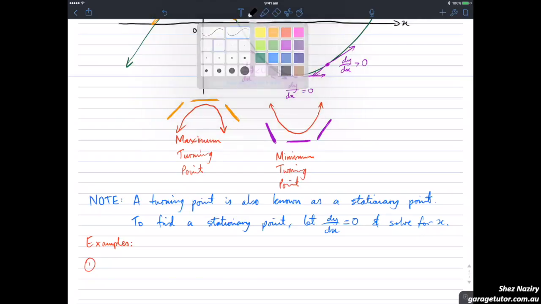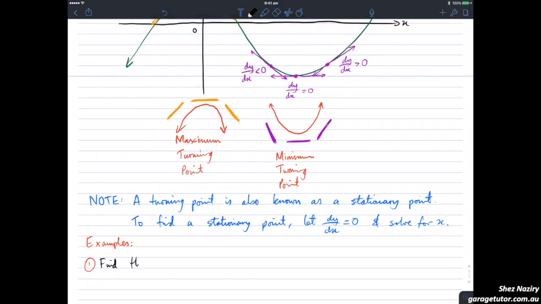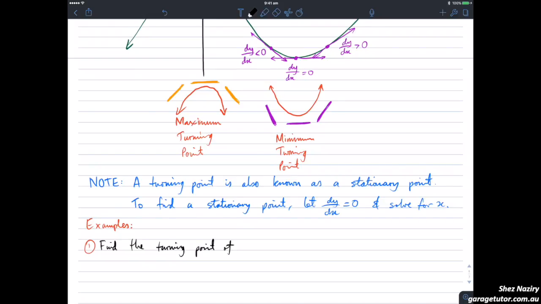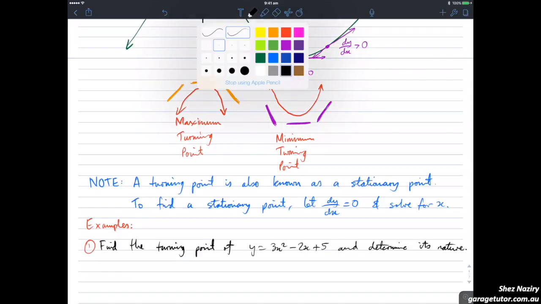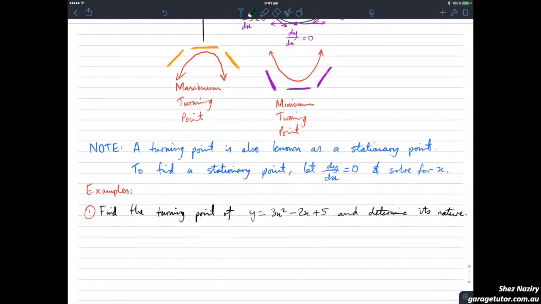Okay? So, find the turning point of y equals 3x squared minus 2x plus 5, and determine its nature. Whether it's a maximum or minimum. When a question says nature, it's talking about if it's a maximum or a minimum.